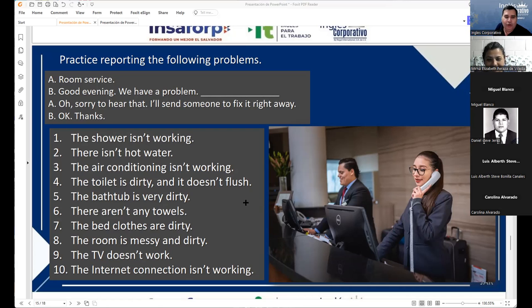The bathtub is very dirty. La bañera está sucia. La tina de baño. There aren't any towels. No hay toallas. The bedclothes are dirty. Bedclothes, colchas, o sea, los cubrecamas. The room is messy and dirty. Messy, desordenado. Dirty, sucio. The TV doesn't work. The internet connection isn't working.